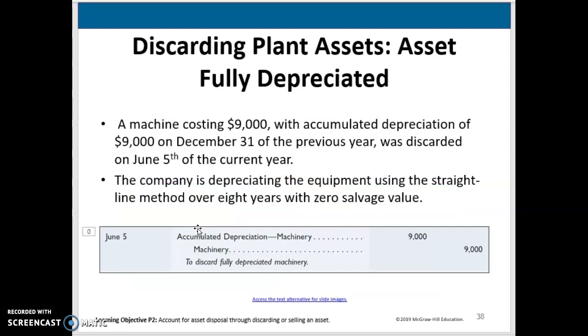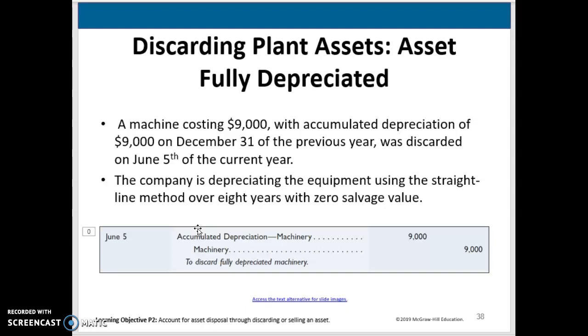All right. The next one is going to be an example, and it says a machine costing $9,000, which had accumulated depreciation of $9,000 on December 31st of the previous year, was discarded June 5th. So we fully depreciated it. There's no salvage value. We're not selling it. We're just getting rid of it. It served its purpose for our company. We're done with it. We're getting rid of it. We're not getting any money for it.